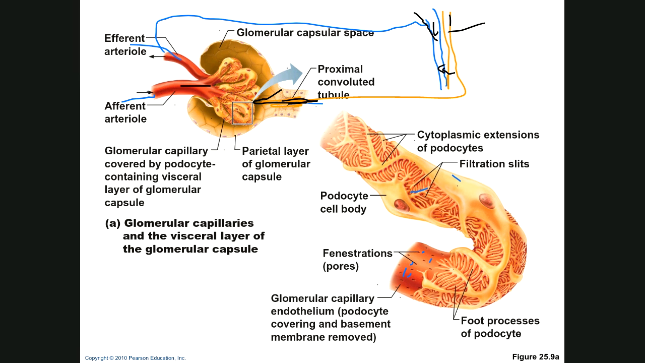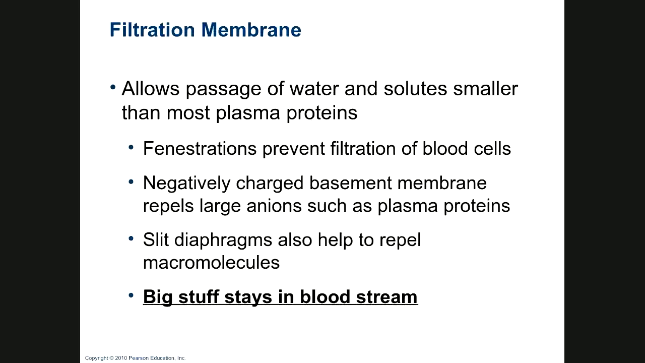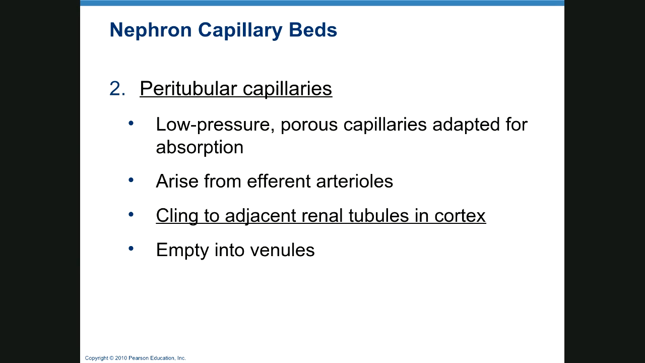And you have to get it back into the bloodstream. The filtration membrane lets through water and small solutes, and we also have negatively charged basement membranes that keep the large things in. And to make a long story short, the big stuff stays in the bloodstream. Big stuff being our plasma proteins. Okay, now, peritubular capillaries cling to the renal tubules, and then they end up emptying into venules.